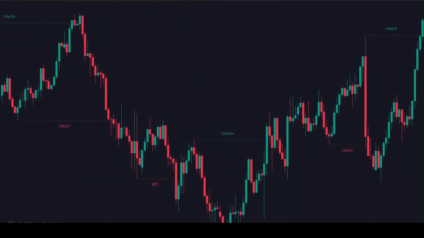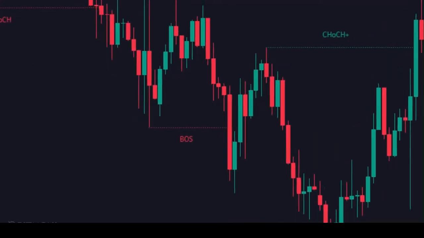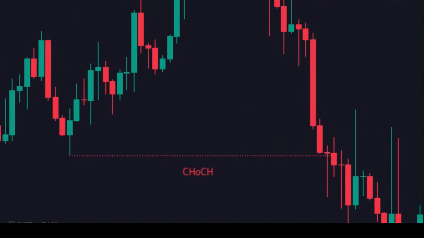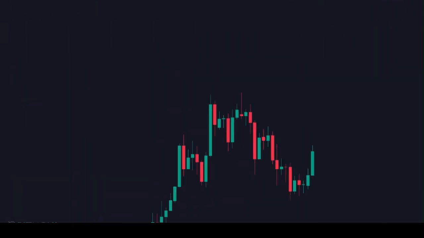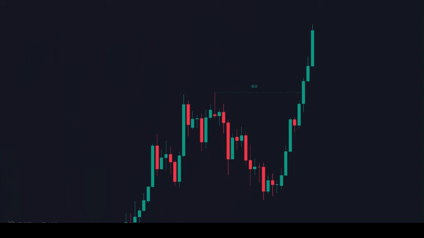The indicator also shows different market structures that you could possibly use while trading. This includes break of structure, change of character, and change of character plus. Break of structure occurs when price breaks a previous high or low during an uptrend or a downtrend. This indicator will plot when there's a bullish or bearish break of structure, which will let you see the trend and have an idea of where the market is heading.